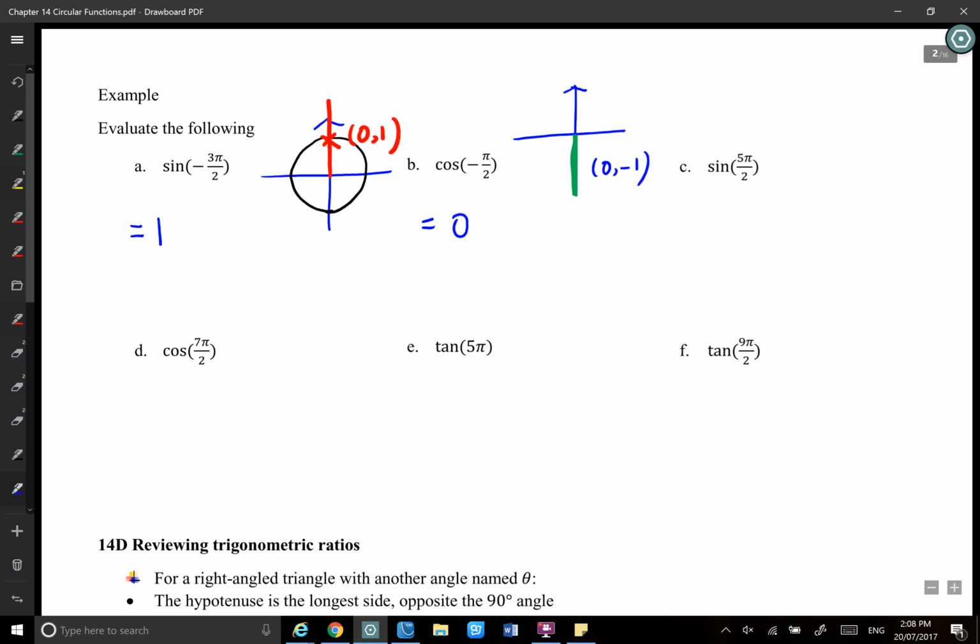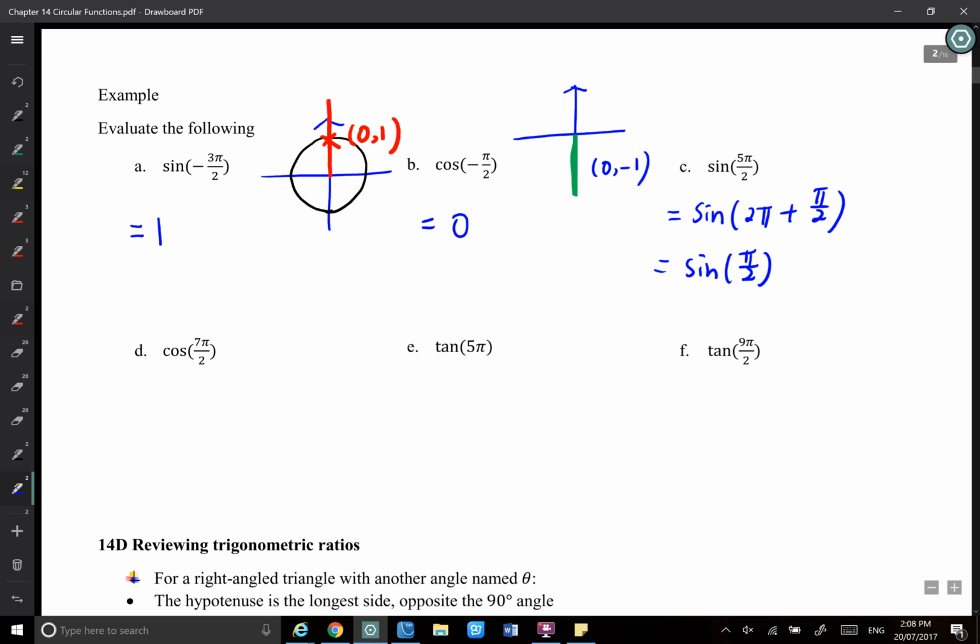Okay, think about sine 5 pi over 2. That's sine of 2 pi plus pi over 2. Is that correct? So it's 4 pi over 2 plus pi over 2, which is 2 pi plus pi over 2. Why do I have this 2 pi? Because 2 pi is a complete cycle. This will be equivalent to sine pi over 2.